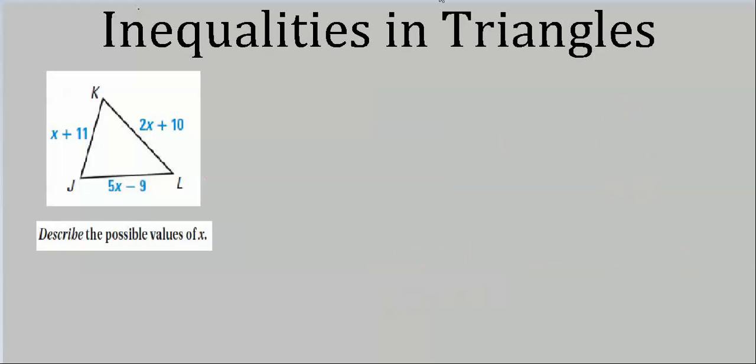Here they'd like us to describe the possible values of x. I'm not sure what they mean by that. I have a feeling they mean show the inequalities, show the range within which x must fall for this to actually be a triangle, because in this section we have a property of triangles, which I think we can use to find the possibilities for x. We have to show that these two add up to more than this, these two add up to more than this, and these two add up to more than this. Well, let's write it out so it makes more sense.